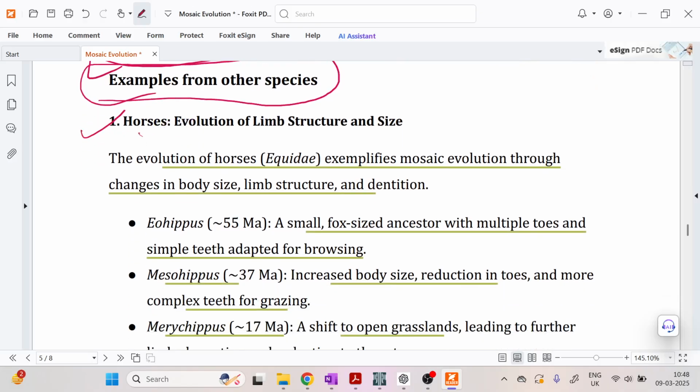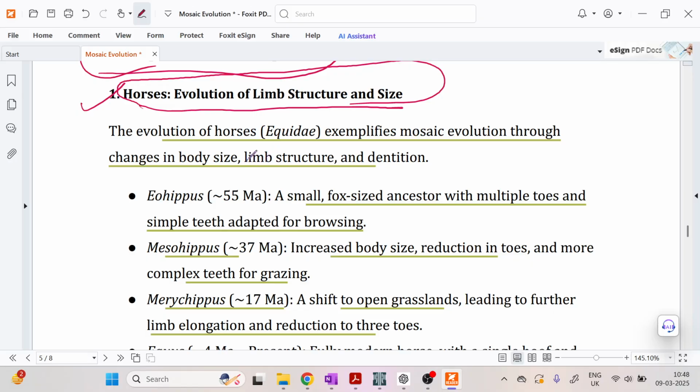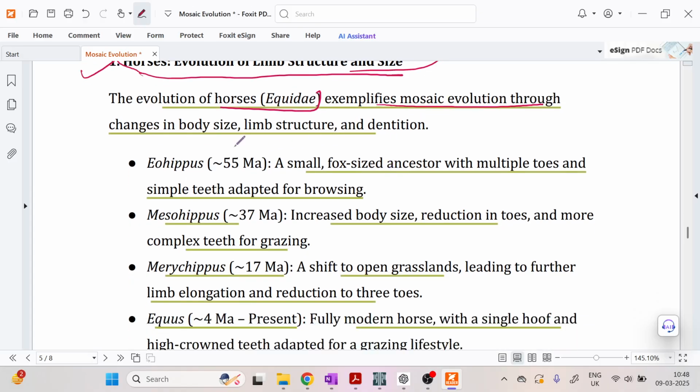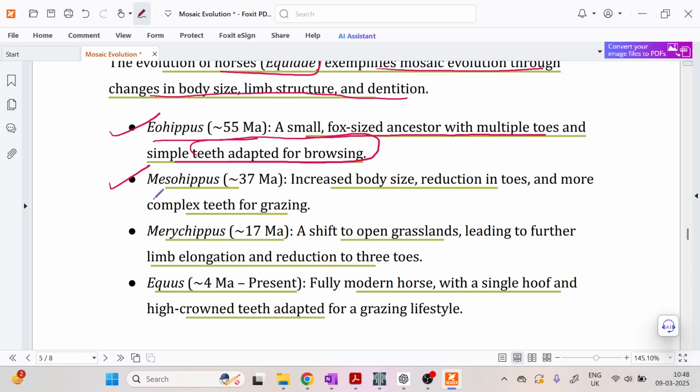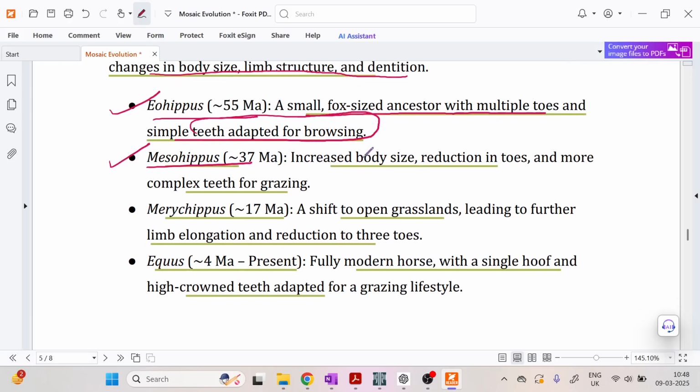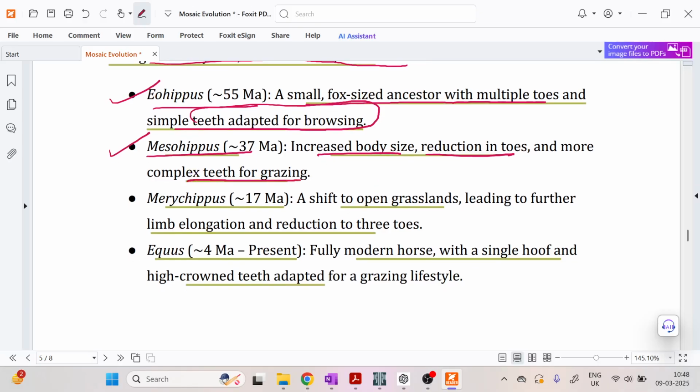So first, horses, and now we are talking about evolution of limb structure and size. So evolution of horses, equidae, it exemplifies mosaic evolution via changes in body size, limb structure, and dentition. The first, Eohippus, it was a small fox-sized ancestor with multiple toes and simple teeth, which was adapted for browsing. Next step in evolutionary ladder was Mesohippus, with increased body size, reduction in toes, and more complex teeth for grazing.